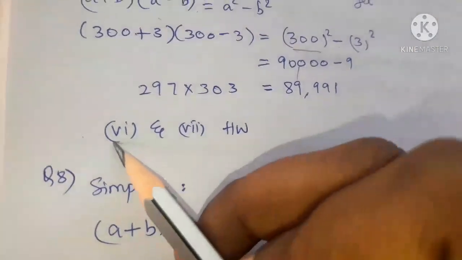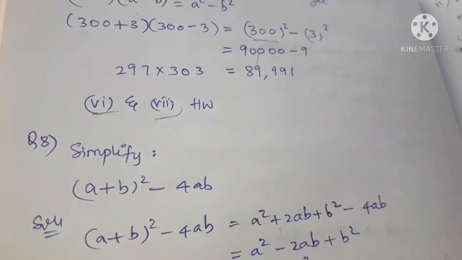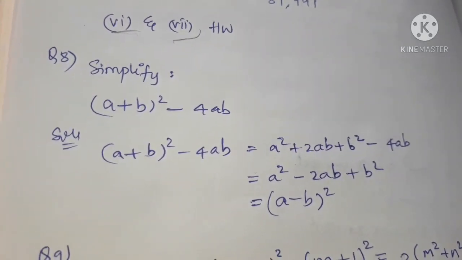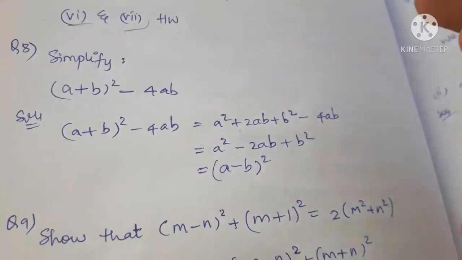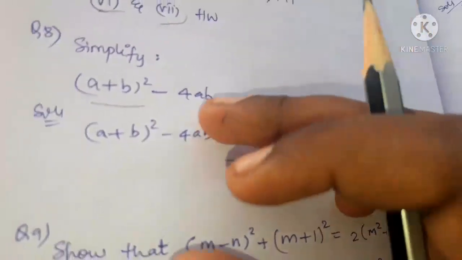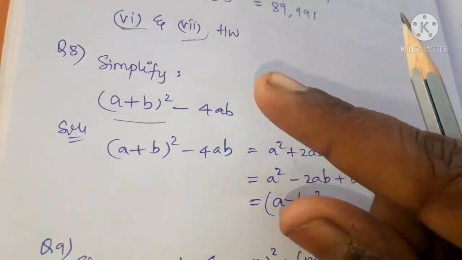Okay, and the next two subdivisions will be your homework. Complete it and send it in the group. Then the eighth question is simplify (a plus b) whole square minus 4ab. This is very easy when you think it in logical way. If (a plus b) whole square, when you expand, you will get 2ab, right?